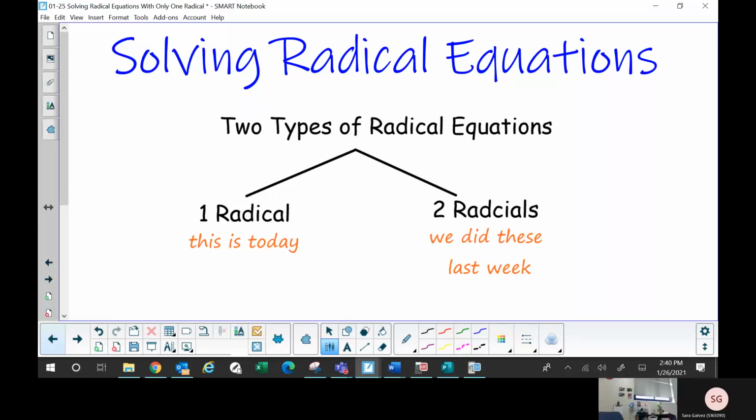So today we're going to talk about solving radical equations with only one radical. We're used to solving equations with two radicals. Now we're going to look at solving equations with one radical. This is just a few examples I'm passing out right now.